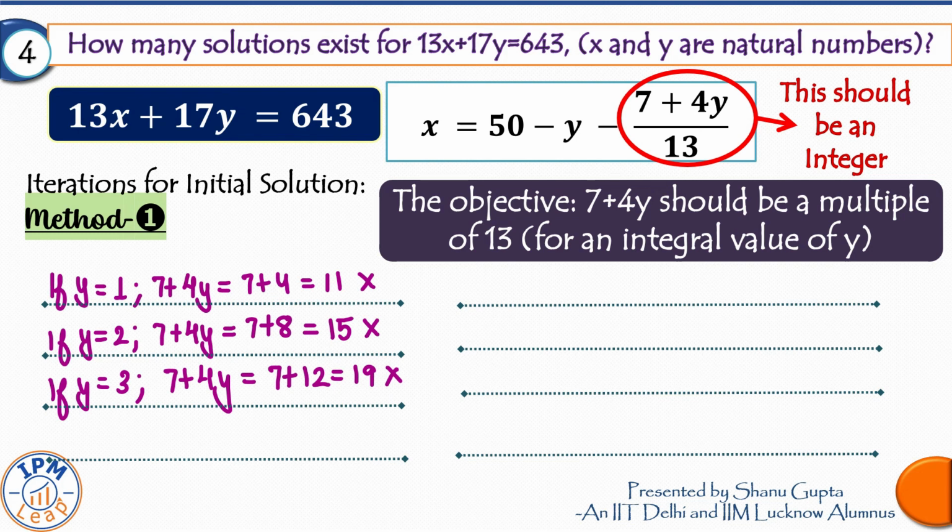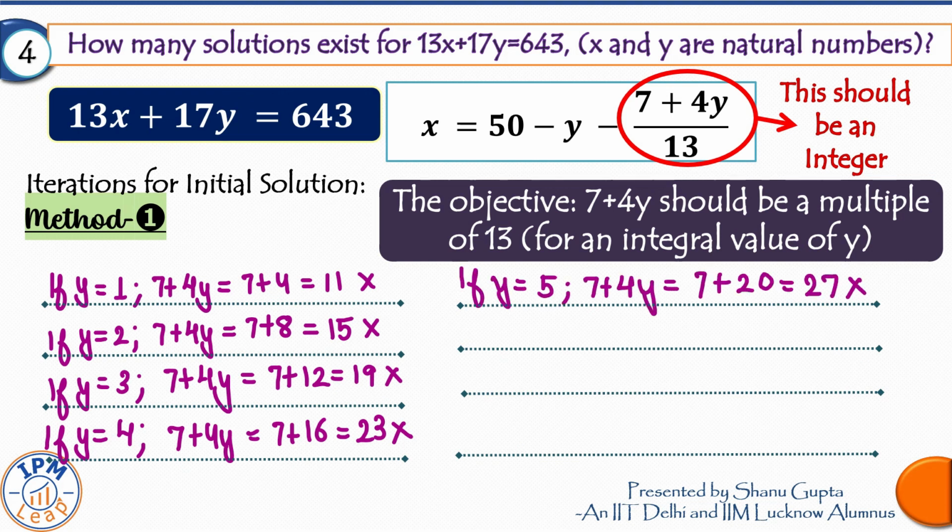Next iteration, y is equal to 4. For y is equal to 4, 7 plus 4y is equal to 7 plus 16. That is 23. 23 is not a multiple of 13. So we take the next value of y. For y is equal to 5, 7 plus 4y is equal to 7 plus 20. That is 27. Not a multiple of 13.